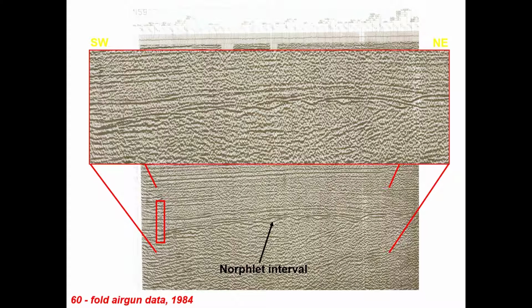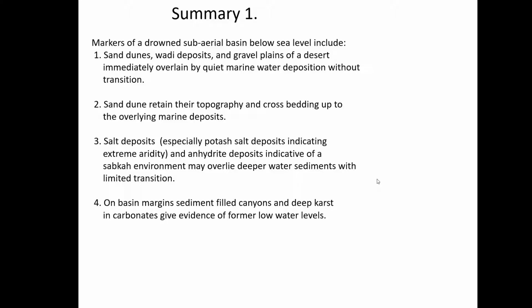And these aren't gas, the fields are big in the Norphlet. Okay. Sand dunes and bloody deposits and gravel plains of the desert are immediately overlaid by quiet marine water deposition without transition. So suddenly the water comes back. That's a subsided basin. They retain their topography.